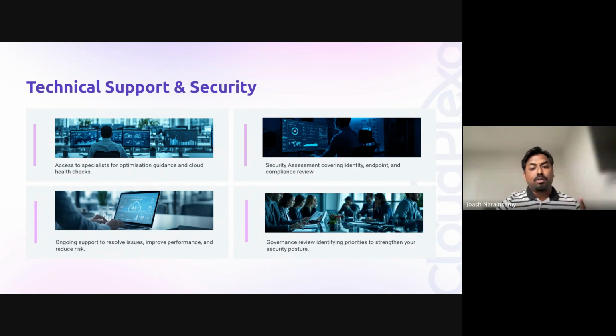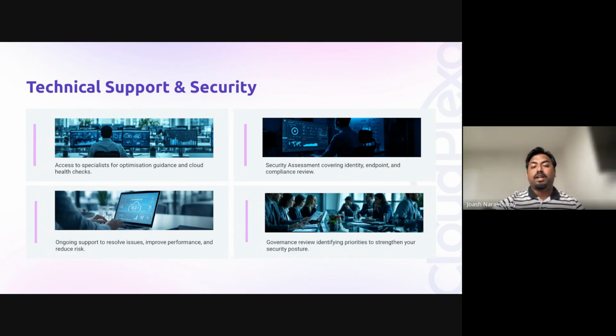Because successful cloud adoption isn't just about implementing technology, it's about ensuring your teams are supported long after the first deployment happens. The second being strengthening security. Cloud optimization and security should never be viewed as separate conversations, ever. A secure environment is often a more efficient environment.